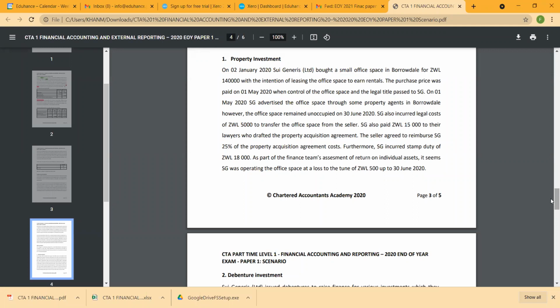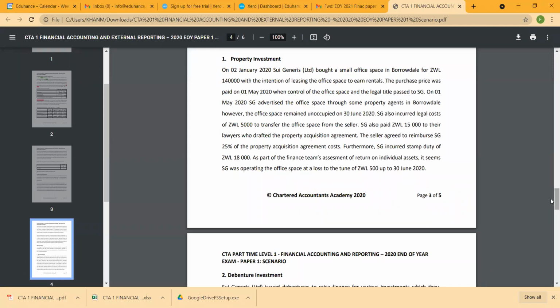Now the question is, we know it's on 1 May. So two questions remain. Number one, which asset is it? And number two, at what amount do we recognize it? So we know it is debit asset, credit bank or payable, but the question is which asset and what amount. Now, which asset? The best way to do this is to always identify the various asset accounting standards available. Now, remember, we have inventory, IAS 2. We have PPE, IAS 16.